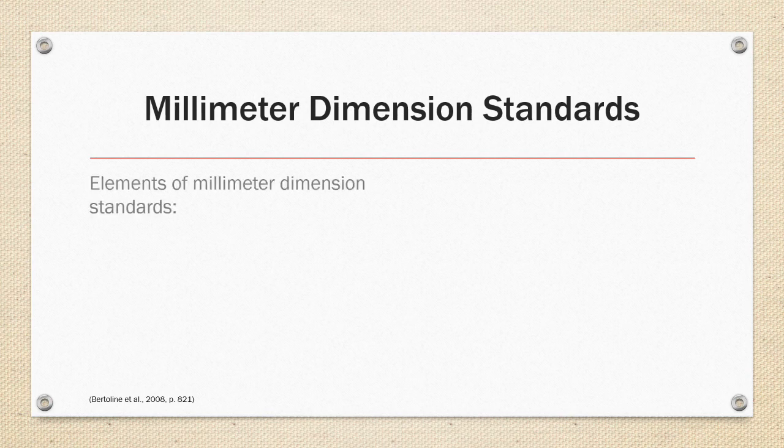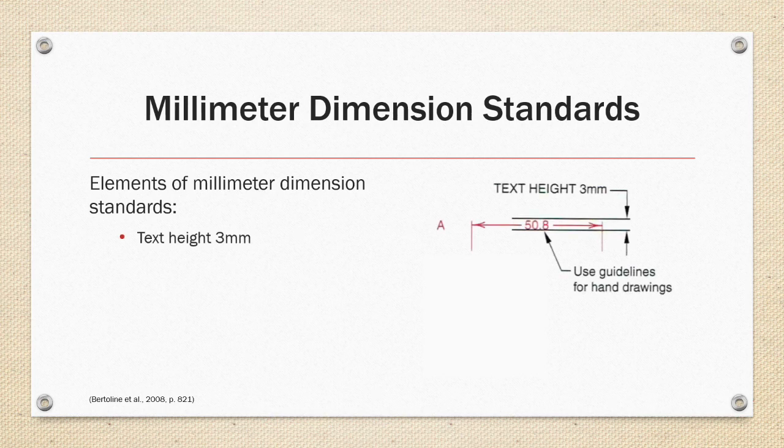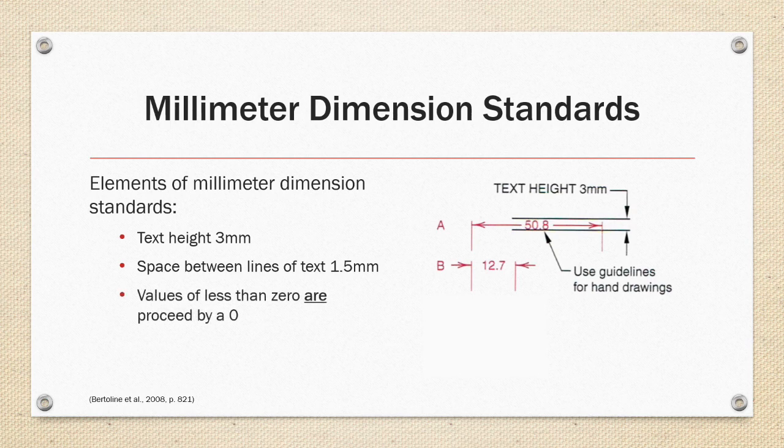Millimeter dimension standards. Elements of millimeter dimension standards. The text is to be 3 millimeters, as shown on the right as item A. The space between lines of text is to be 1.5 millimeters. And values of less than 1 are preceded by a 0, which is a flag that the drawing is in metric. An example is shown.